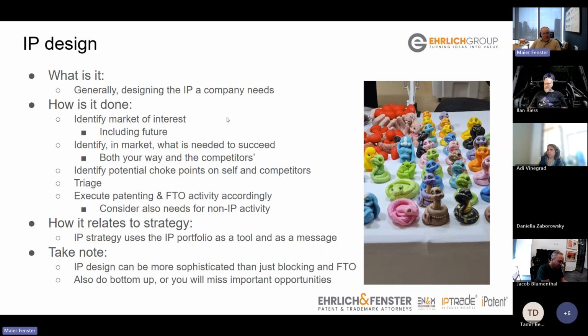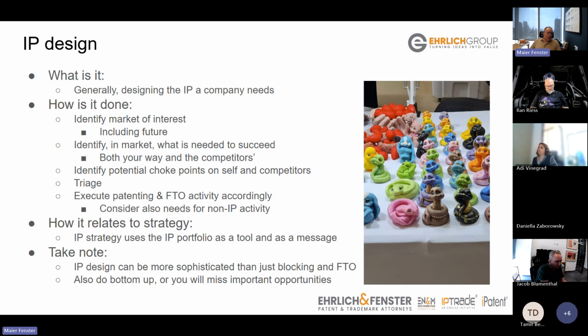Okay, IP design. So IP design very generally is designing the IP that a company needs. And I'm giving you one way of doing it. And I want to clarify that I'm defining IP design in a narrow sense of including just freedom to operate and ability to block other people.